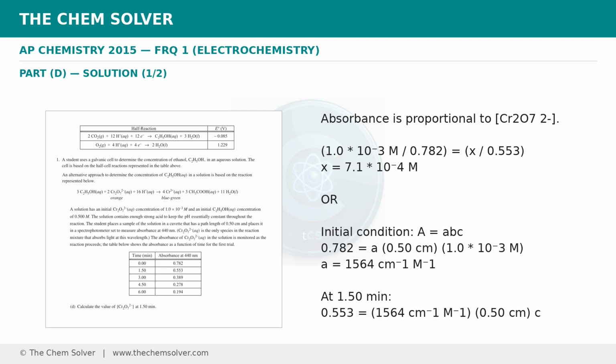Or, initial condition, A equals abc. 0.782 equals a times 0.50 centimeters times 1.0 times 10 to the power negative 3 molar. a equals 1,564 centimeters to the power negative 1 molar to the power negative 1. At 1.50 minutes, 0.553 equals 1564 centimeters to the power negative 1 molar to the power negative 1 times 0.50 centimeters times c. c is equal to 7.1 times 10 to the power negative 4 molar. 1 point is earned for the correct concentration.